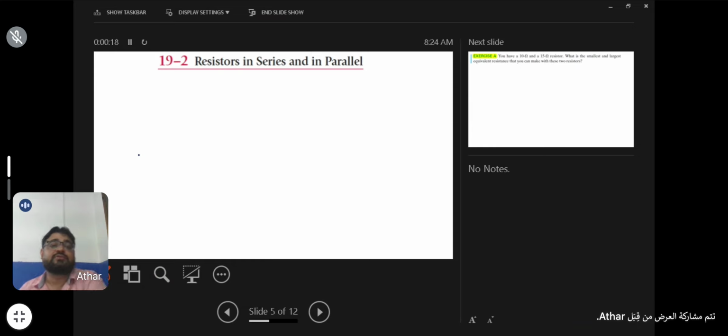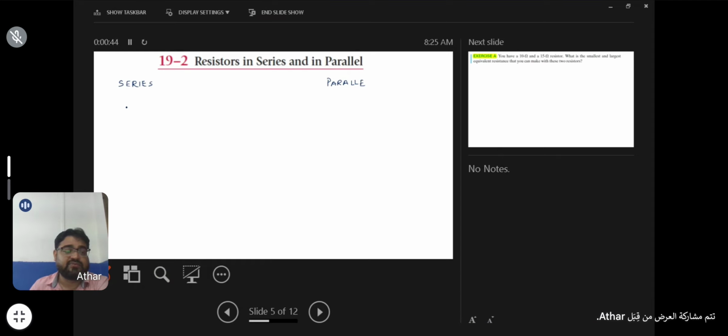First of all, I am going to talk about combinations of the resistor. There are two basic combinations that we usually deal with. The first one is series combination, and the other one is parallel. What is the difference between them that we need to know?